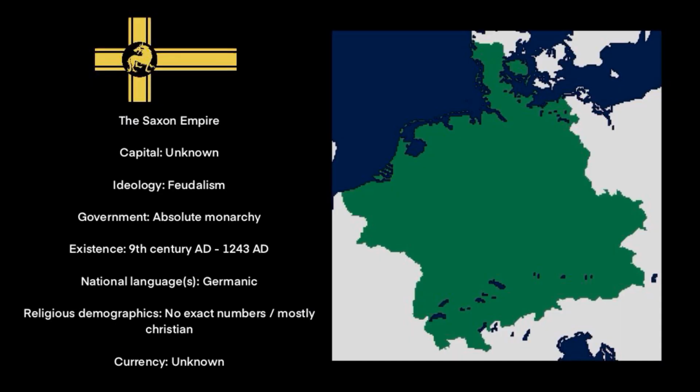The Saxon Empire. Following the defeat of the Franks, the Saxons proclaimed an empire and are crowned the successor to the Roman Empire until 1243 AD, when the empire collapses following a treaty of partition. Although this partition would be a lot less significant, as in actuality the Saxons conquered much less land as they focused a lot on Magna Germania.